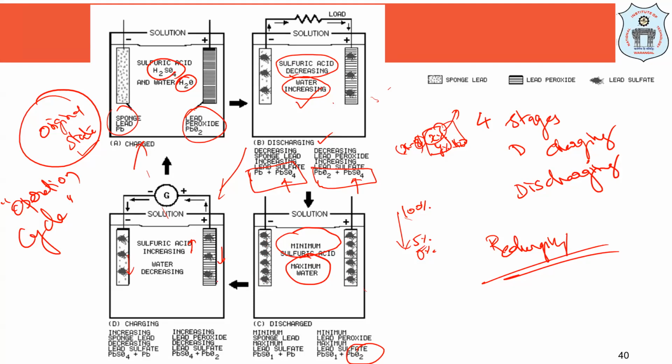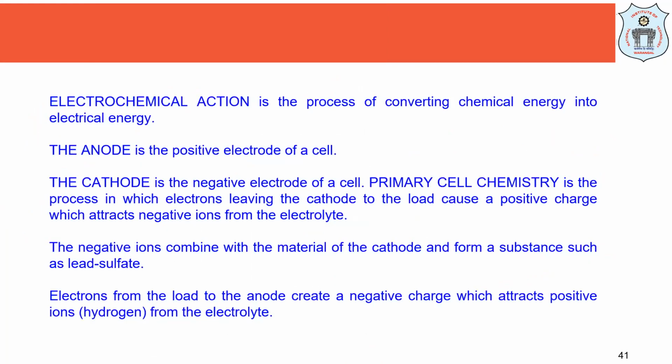So what happens when you start recharging? Again, the sulfuric acid content in the water will increase. That means water percentage decreases and sulfuric acid percentage increases. Finally, it will go back to its original position when you do the recharge, and it will have pure sponge lead, lead peroxide, and sulfuric acid and water. So that is the cycle of a lead acid battery.